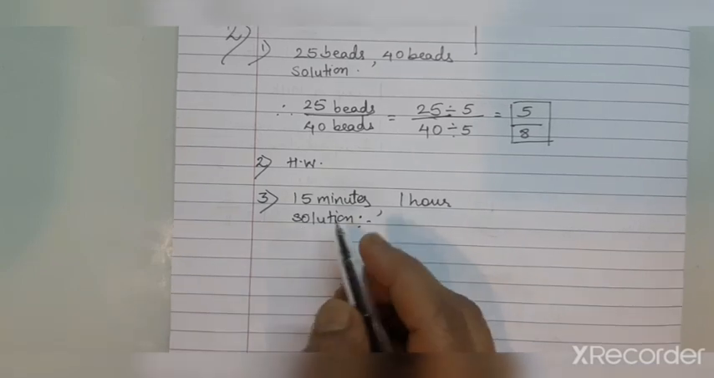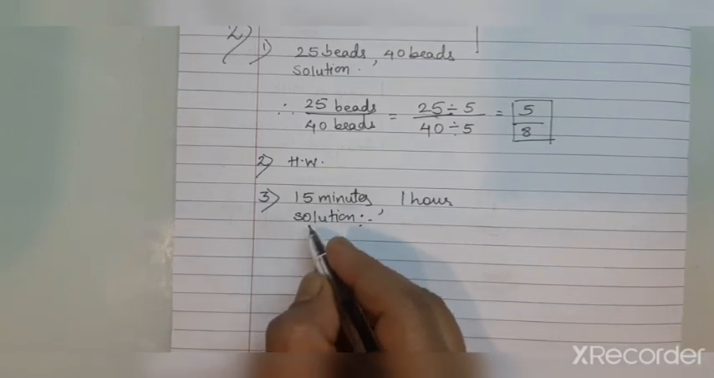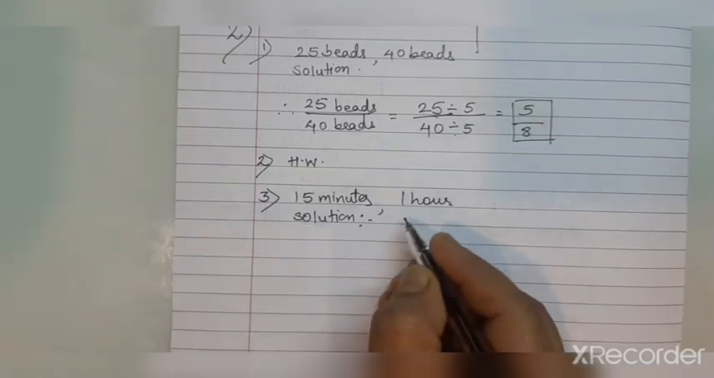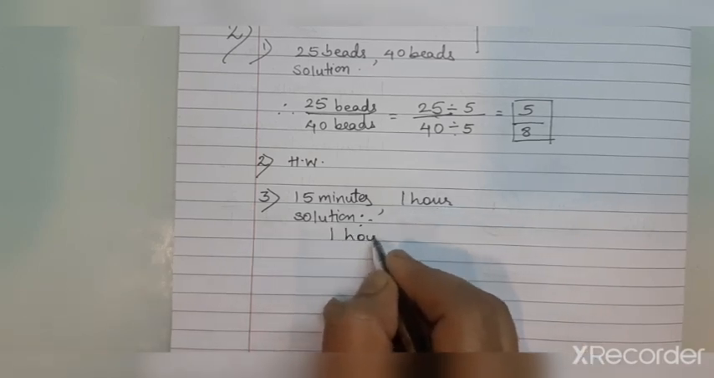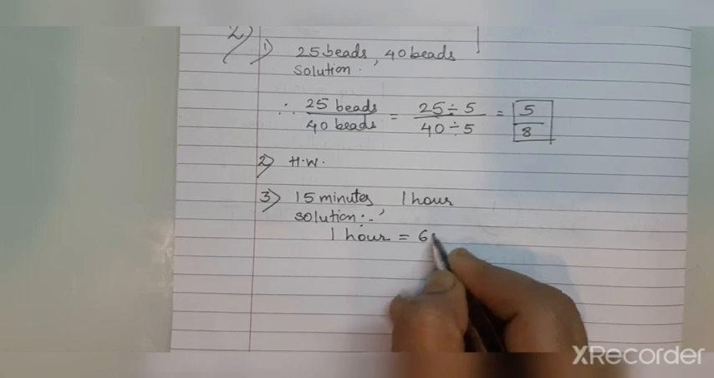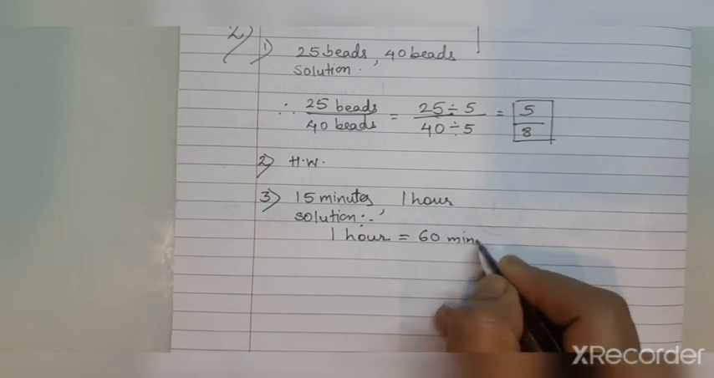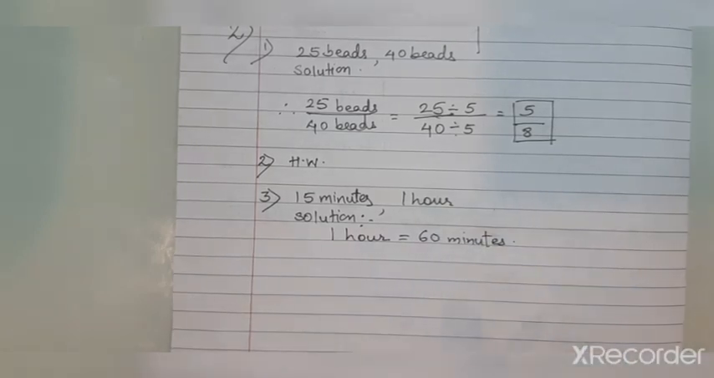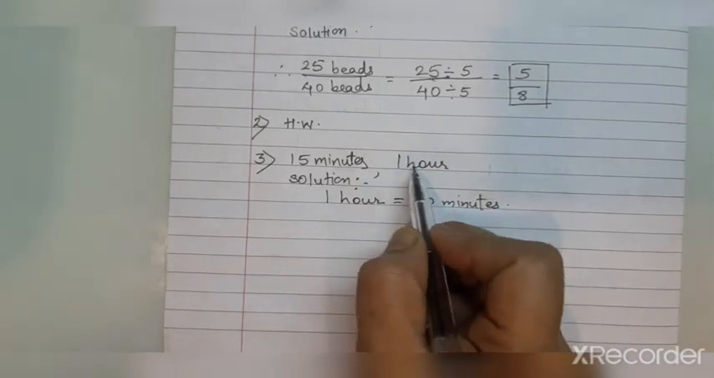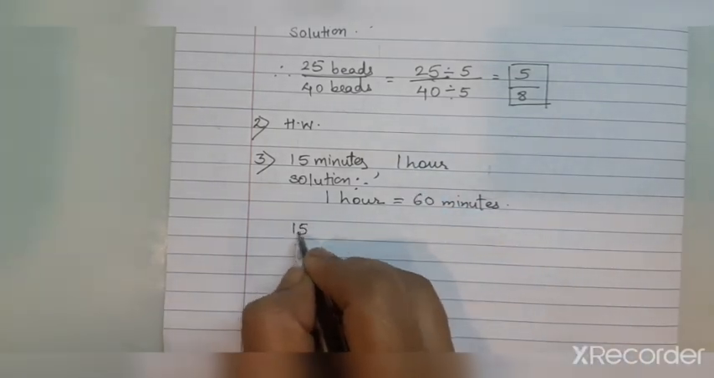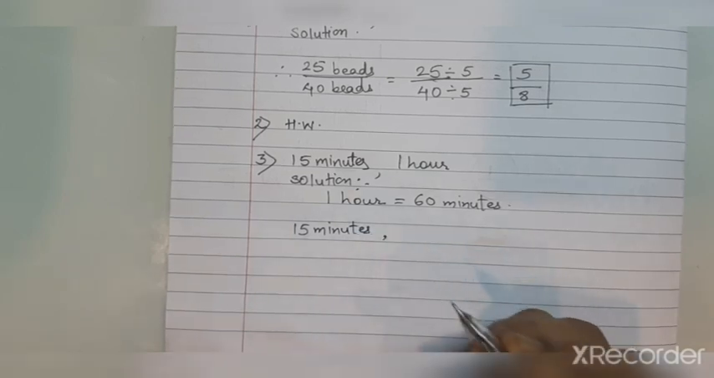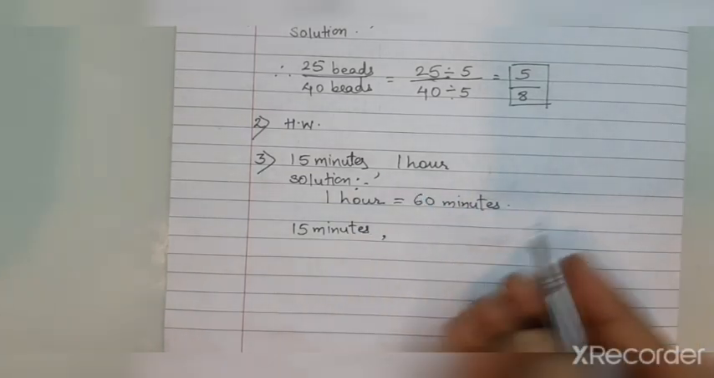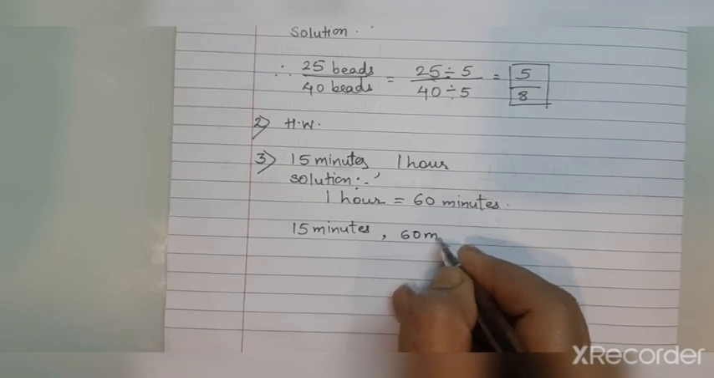So here when we begin, first we have to convert. Now what we'll convert? We'll convert hour to minutes. Okay, so 1 hour is equal to 60 minutes. Instead of 1 hour, 15 minutes we will write as it is. We don't have to change that. And instead of 1 hour, now we will write here 60 minutes.